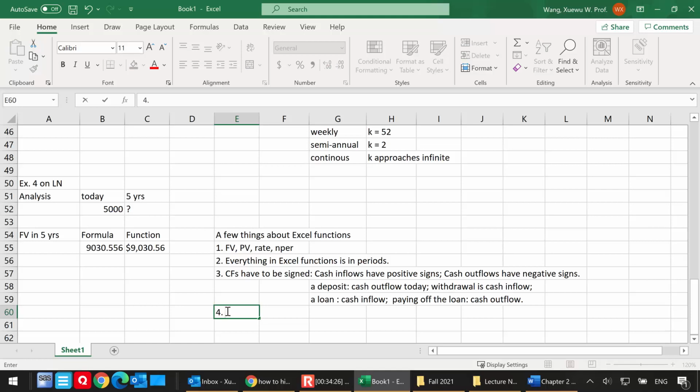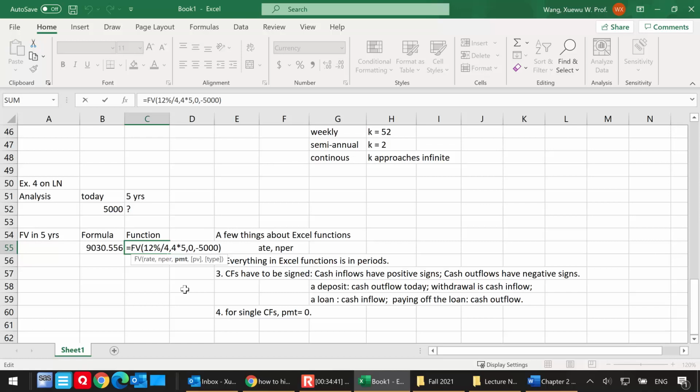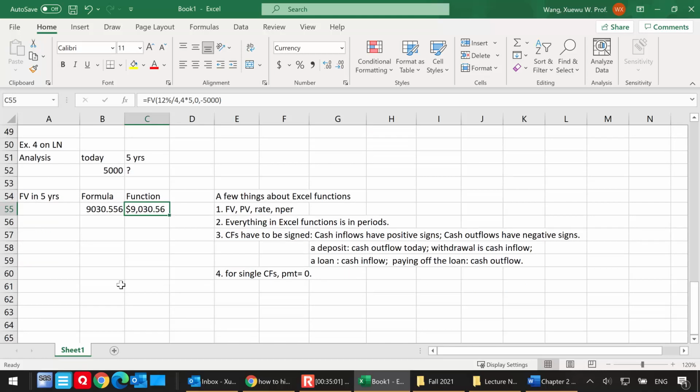Finally, for single cash flows, the payment argument is set to 0. If you look at our function here, you see that when I move my cursor to the payment argument, Excel is highlighting this argument. It's putting this in bold, and I put down a 0 here because this is a single cash flow. So I don't have to worry about the payment. I can even skip the zero, just put a comma there. So that is example number 4.